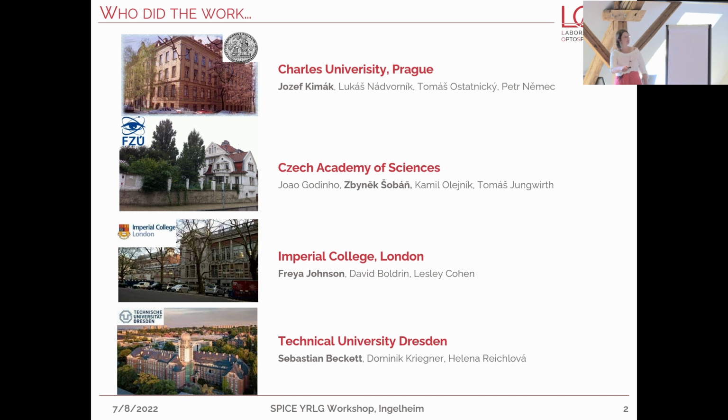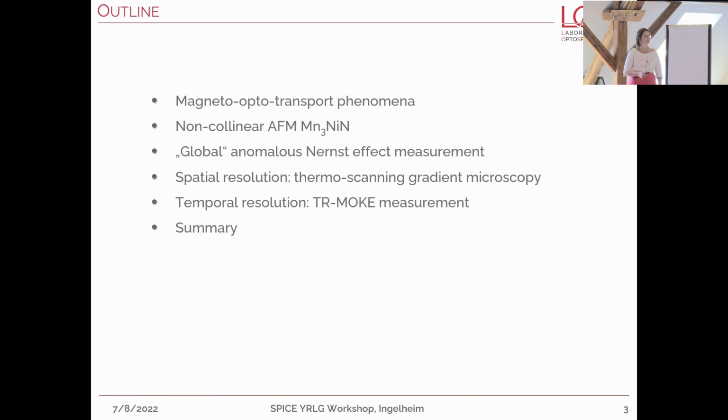So basically, those are the people who did all the work. Our excellent PhD students: Josef from Charles University in Prague, who did all the optical experiments, pump probes, and the thermoscanning experiments. Then Freya from Imperial College in London, who is the grower. She prepared our samples, and she also did all the COMSOL simulations. And Sebastian from TU Dresden, from Helena's group, who made all the, let's call it, global Nernst effect measurements. So I would like to thank those guys, and also Zbigniew for fabricating the devices for our transport measurements.